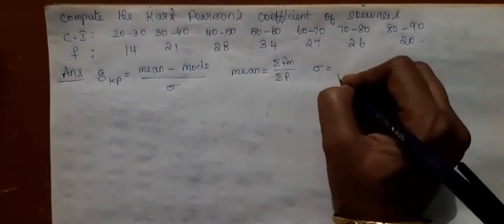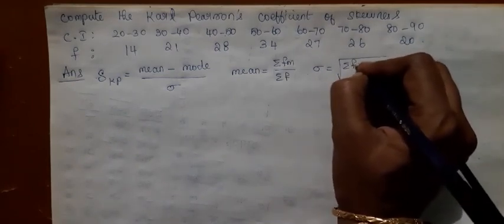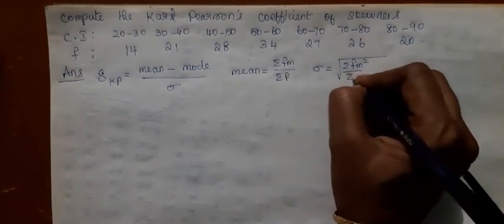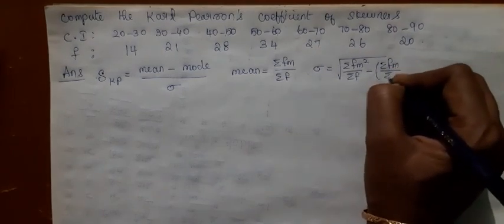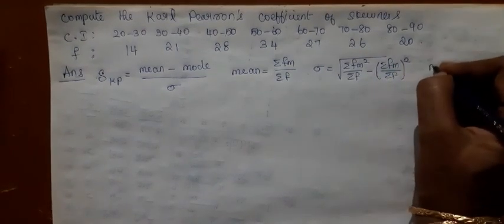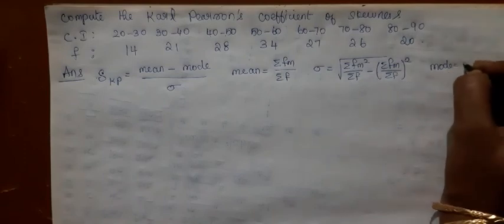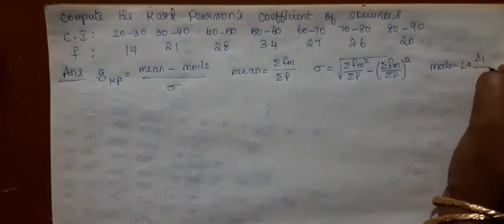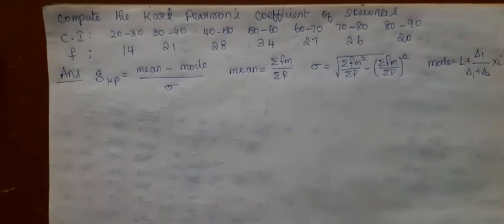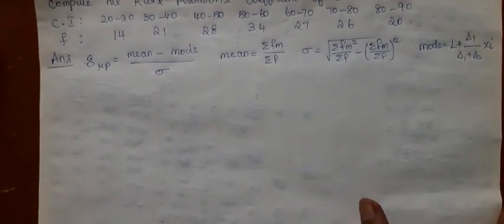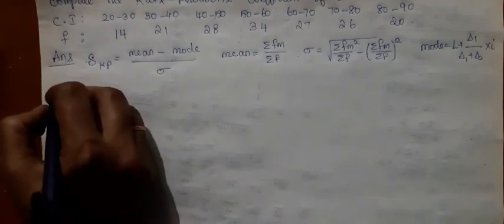For standard deviation, the formula is the square root of summation Fm square by summation F minus summation Fm by summation F the whole square. And for mode, the formula is L plus del 1 by del 1 plus del 2 into I. So, these are the requirements. Let us form the tables.